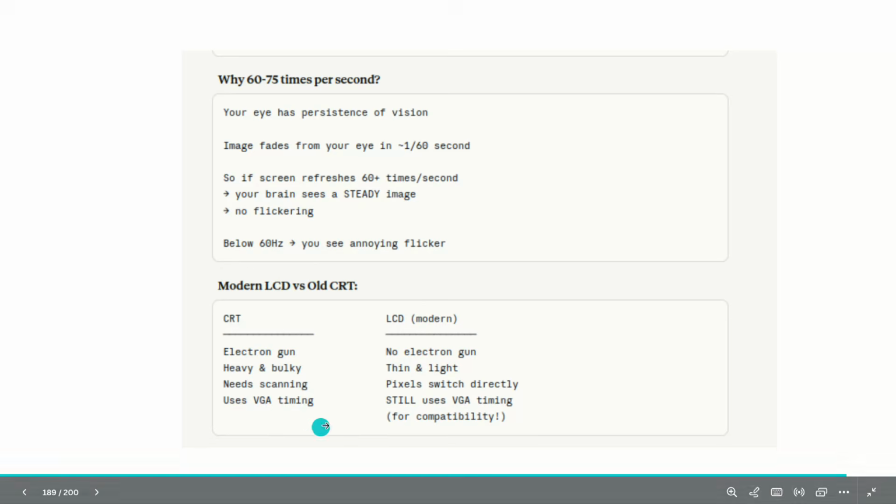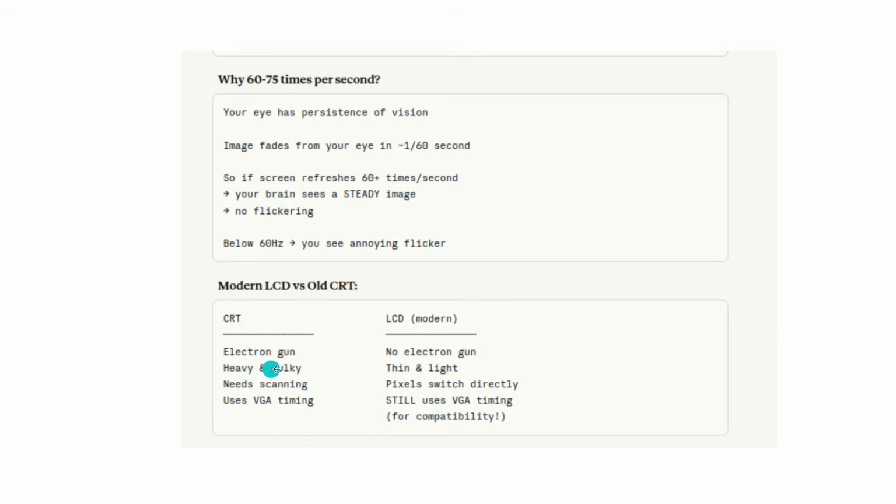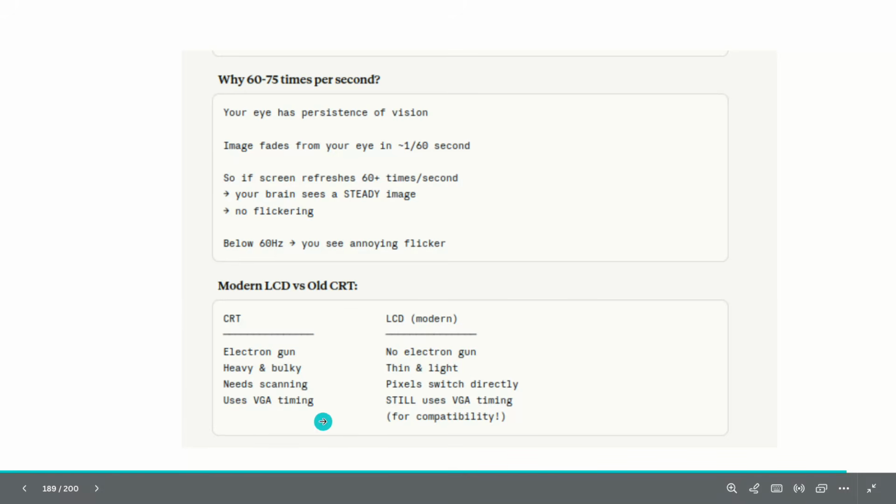Understood? Now there is modern LCD and old CRT. In CRT, an electron gun is used. In modern LCD, no electron gun is used. CRT is heavy and bulky, but modern LCD is thin and light. CRT needs scanning, but here pixels switch directly. There is no need of scanning. Pixels are used here. Here also VGA timing is used, for compatibility purposes.